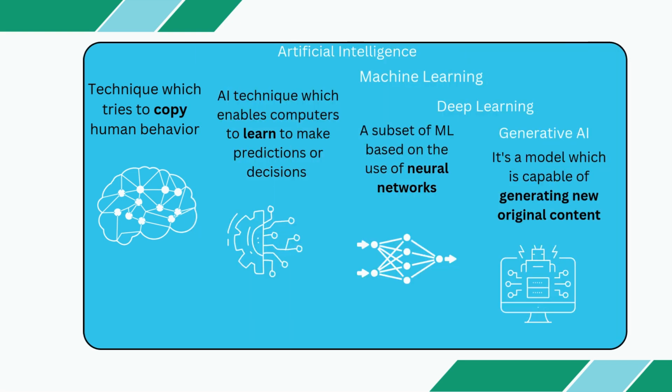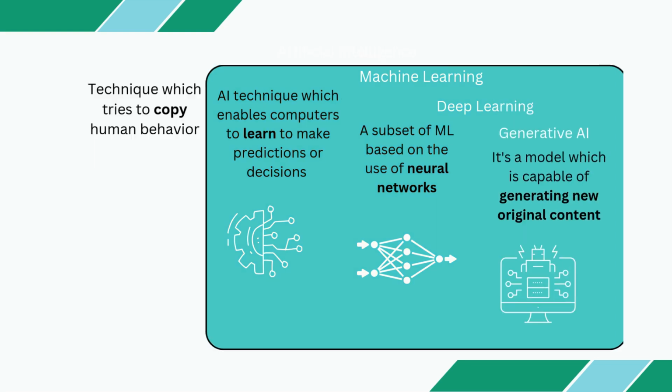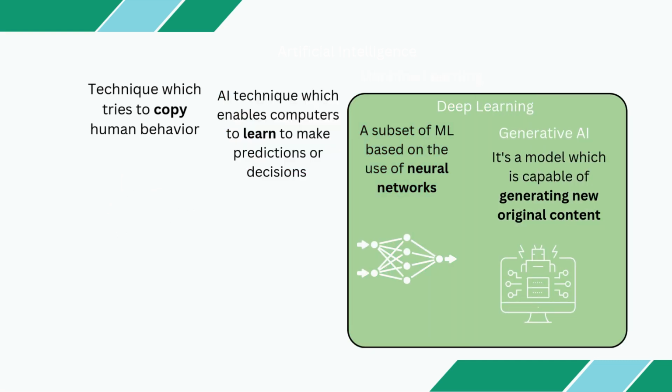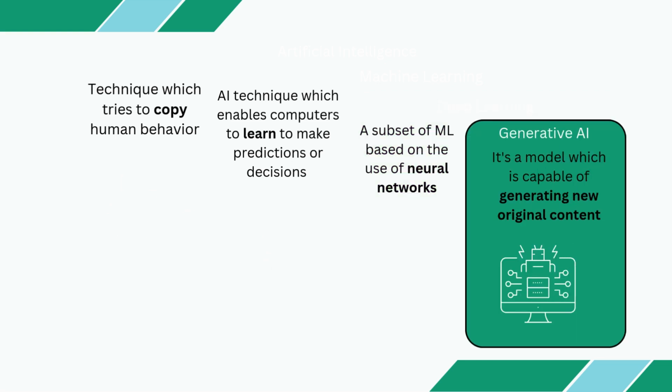So to summarize, AI is an overarching field that tries to copy human behavior. The focus is on copying human behavior. ML is a subset of AI that focuses on algorithms that learn from data and make predictions or decisions. Here the focus is on learning based on experience. Next is deep learning, which is a subset of machine learning and specializes in deep neural networks for learning complex patterns. And the last one is generative AI, which can generate new content and the focus is on generating content.